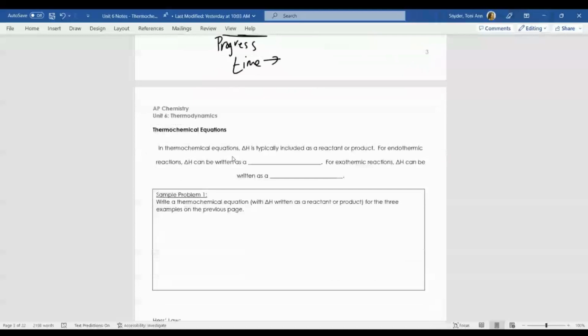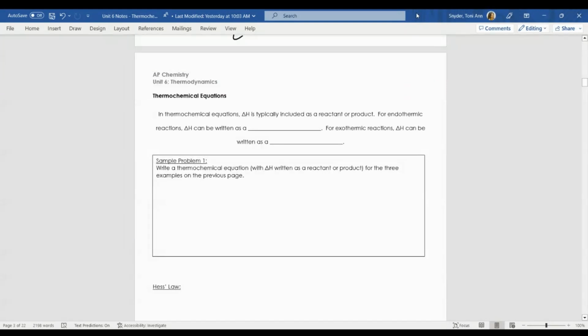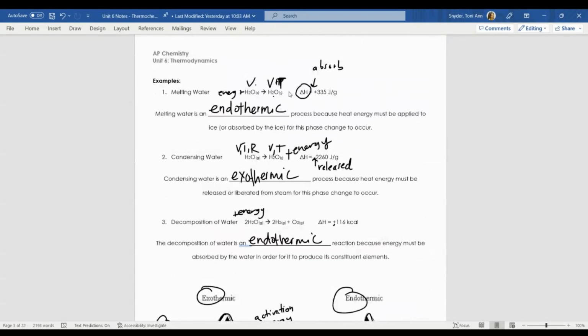Let's go ahead and take a look at some thermochemical equations, which we already started to look at on this last page. In a thermochemical equation, delta H is typically included as a reactant or a product. For endothermic reactions, we already said that delta H is a reactant. And for exothermic reactions, delta H is written as a product. So we're going to write the thermochemical equation for the three examples on the previous page, just by adding delta H in where energy is located.